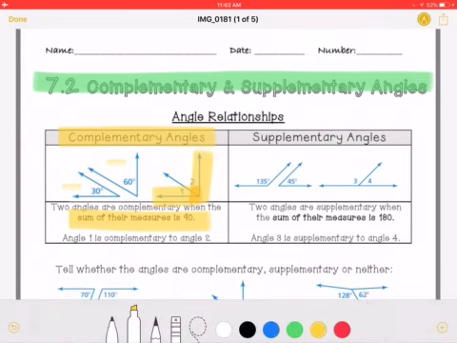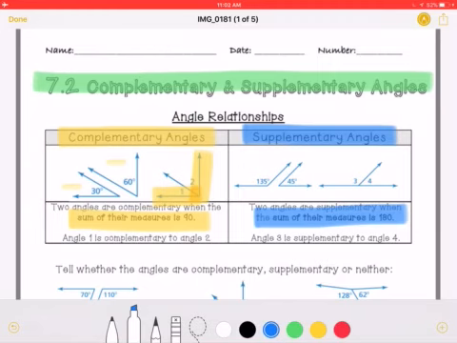Now supplementary angles are when the sum of the two measures of the angles is 180. So let's take a look at our examples. We have a 135-degree angle and a 45-degree angle. If I add those together, it equals 180. So these angles are supplementary to each other. Let's look over. Angle 3 is supplementary to angle 4 because together they form a straight angle, which equals 180. Again, I don't necessarily know what angle 3 or 4's measures are, but I know they form a straight angle, so I know they're supplementary to each other.